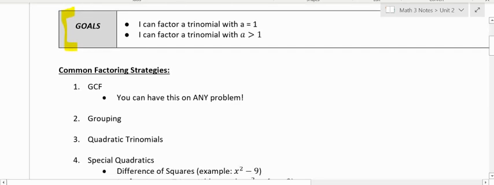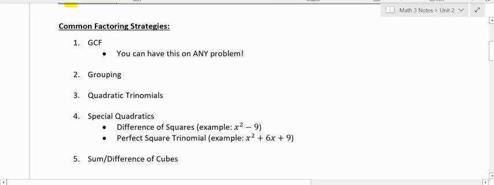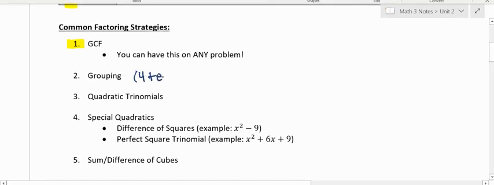So if you remember previously, we talked about factoring polynomials, and we talked about our first two things that we always look for, which is a GCF, greatest common factor, or we also had grouping, and this was specifically when we had 4 terms.